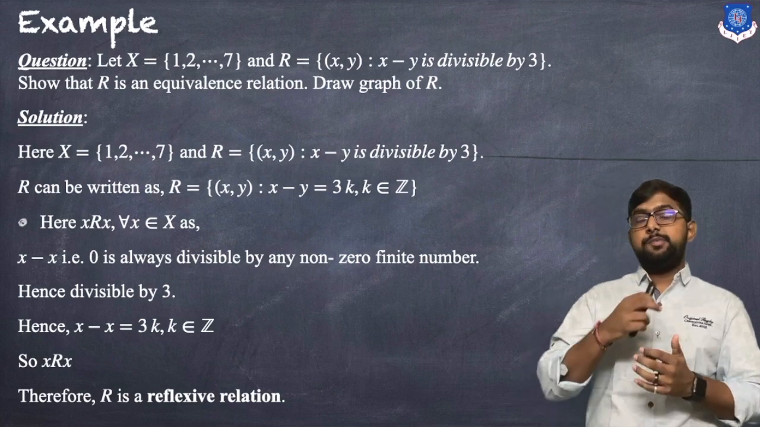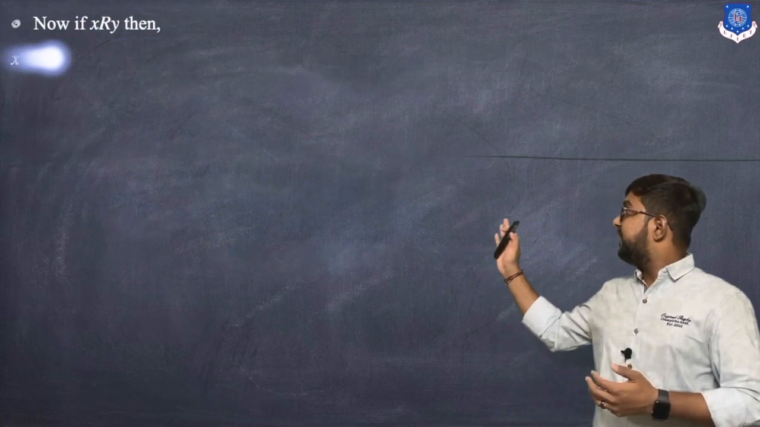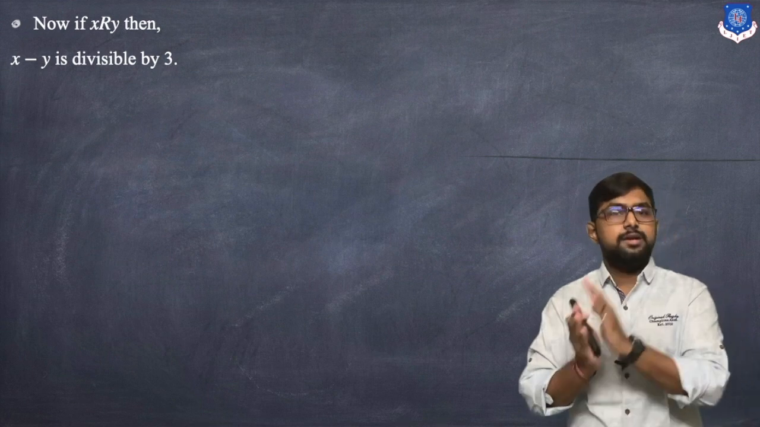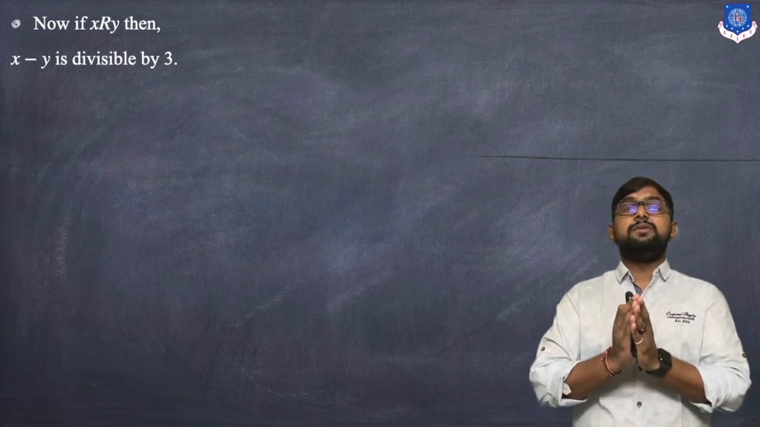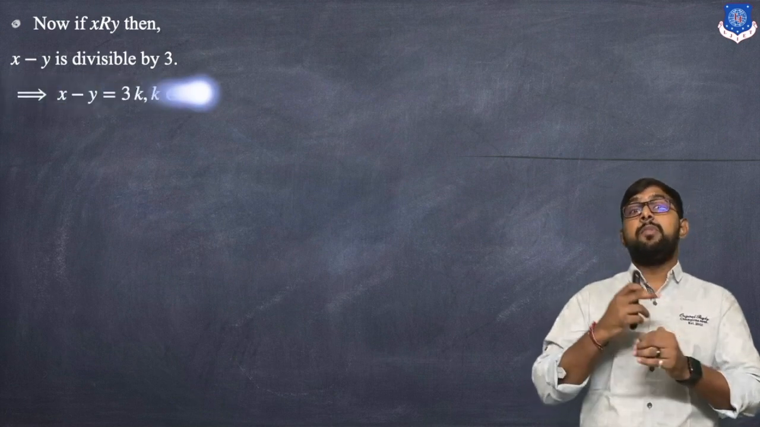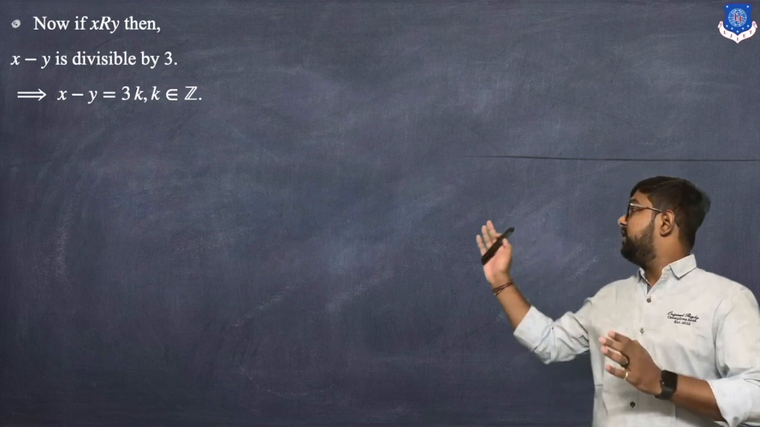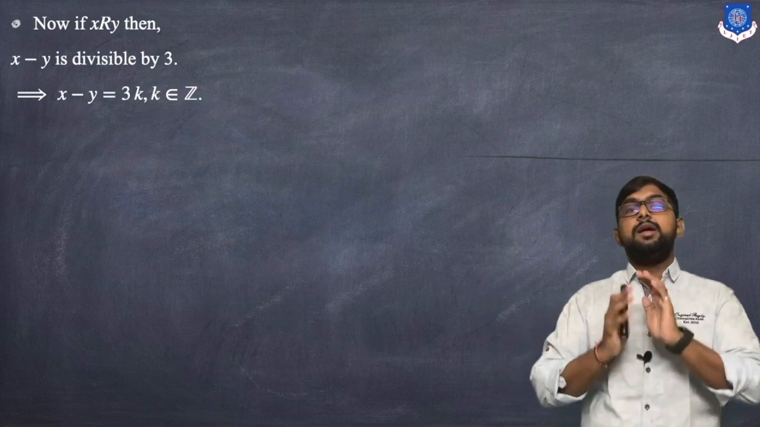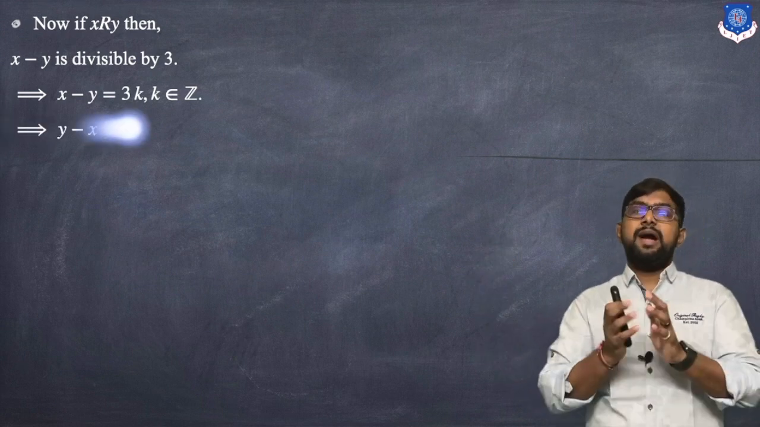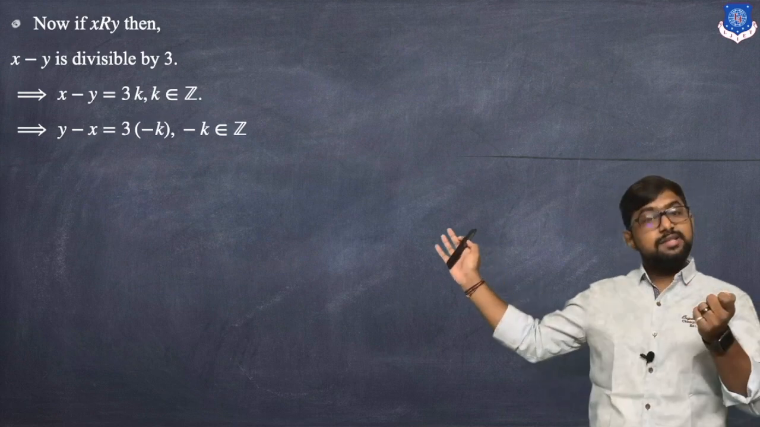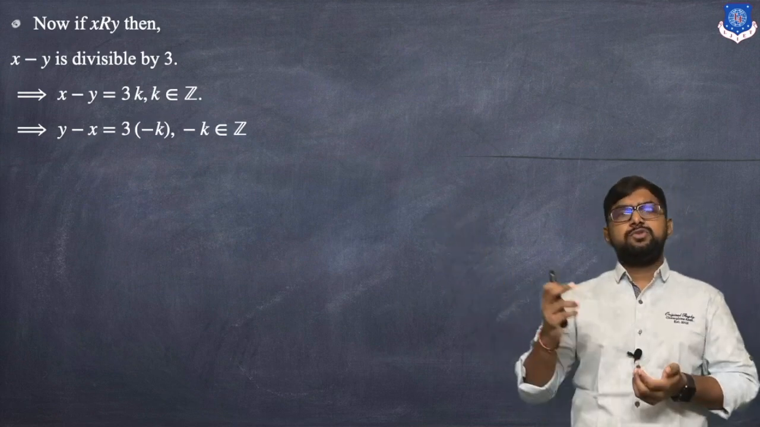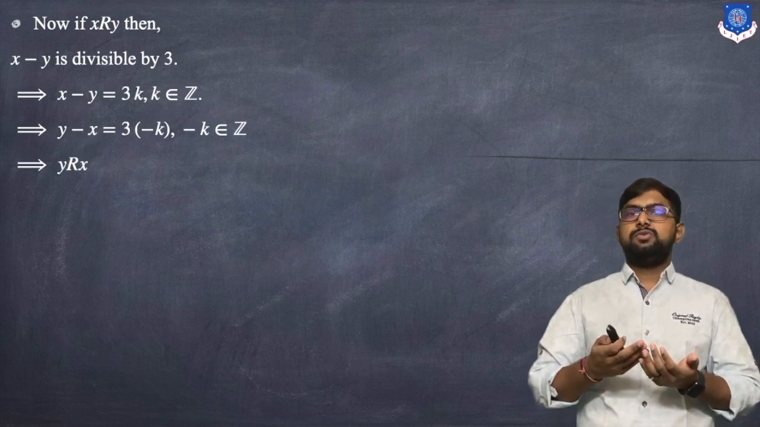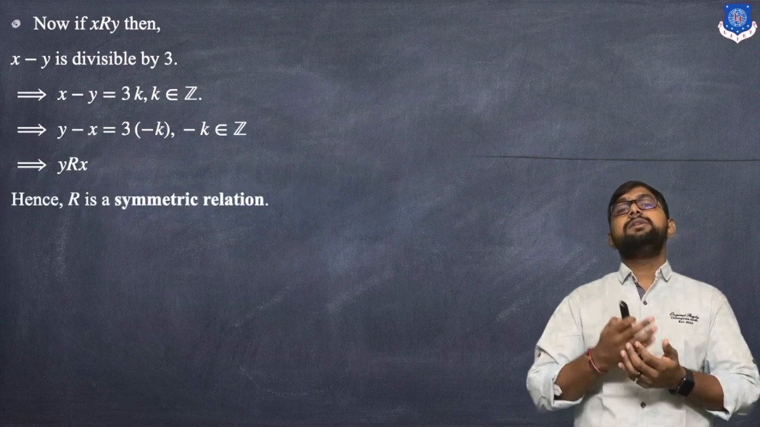Clear? Now for symmetricity. Now if x is related to y, so by the definition we can say that x minus y is divisible by 3. What does that mean? It means that it is a multiple of 3, and for a multiple of 3, x minus y can be represented like this, 3 times k. So x minus y equals 3k. Now see, if we take minus common, we'll get y minus x equals 3 times minus k. So minus k also will be in Z, so that means y is related to x. So that's it. Hence R is a symmetric relation.